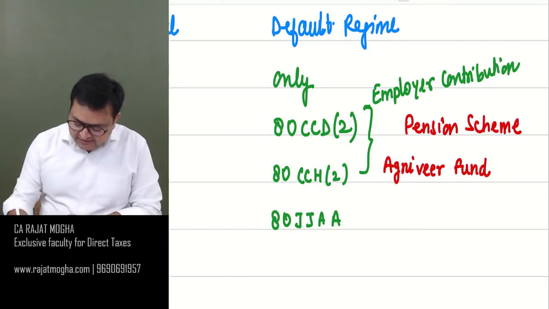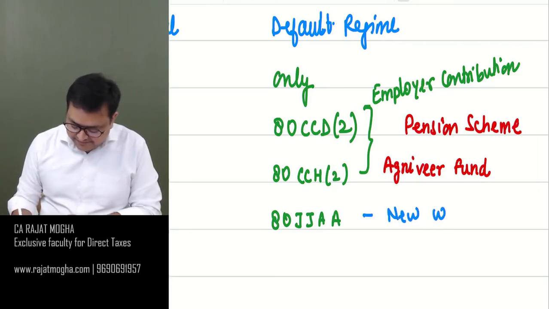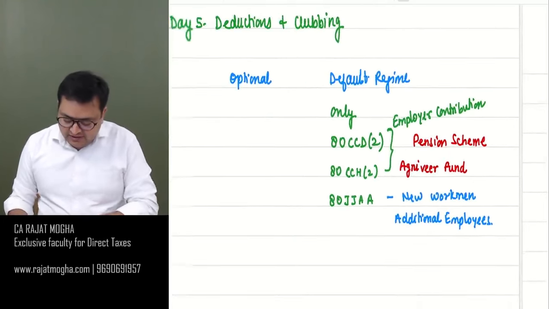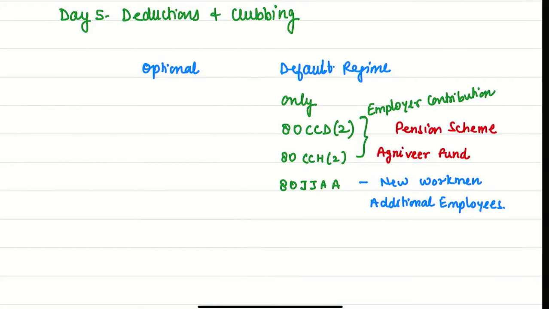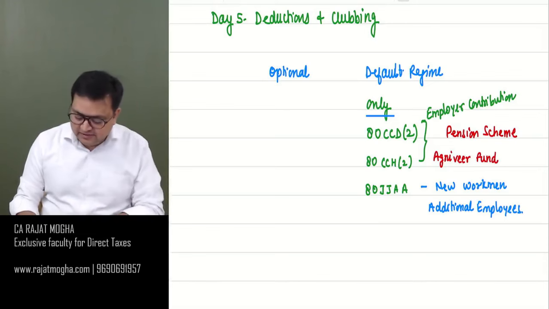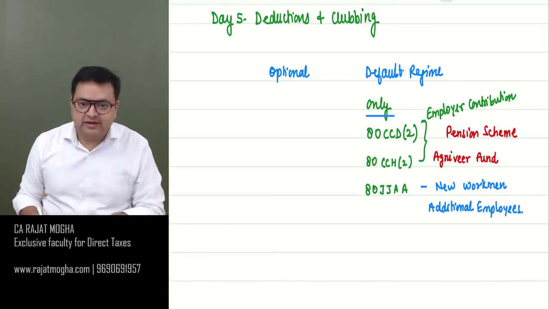80JJAA is a separate section. It is for new workmen, or we can say also for additional employees. So these are the only three deductions which are available under default regime. These are also available under optional, but in default, only these three are available.